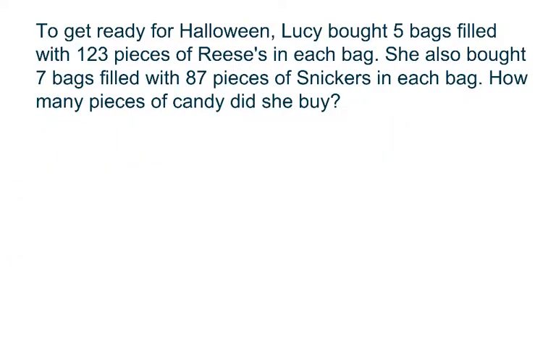Here's our next one. To get ready for Halloween, Lucy bought 5 bags filled with 123 pieces of Reese's in each bag. She also bought 7 bags filled with 87 pieces of Snickers in each bag. How many pieces of candy did she buy?